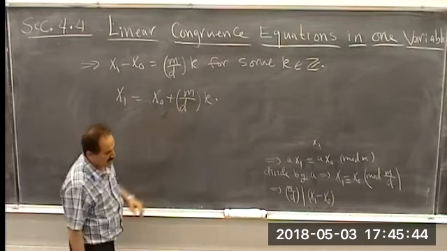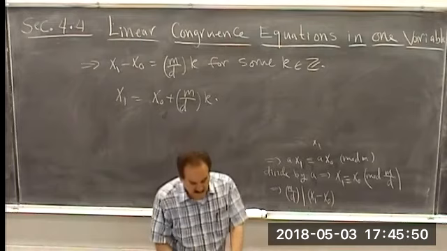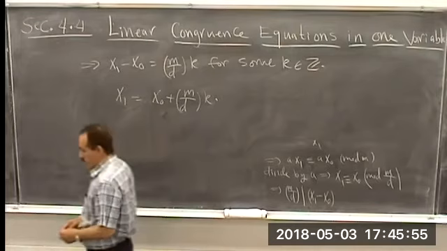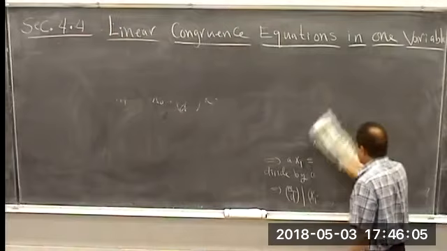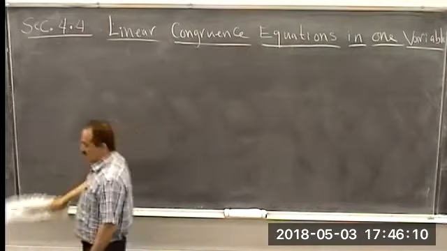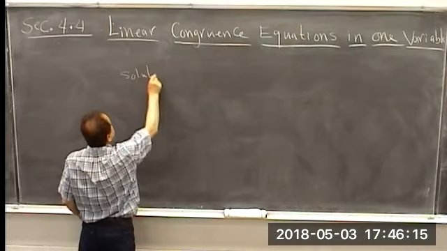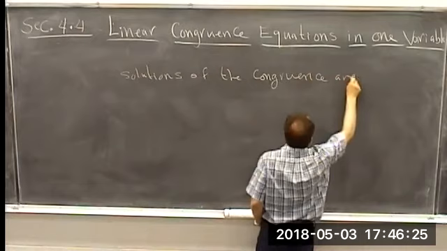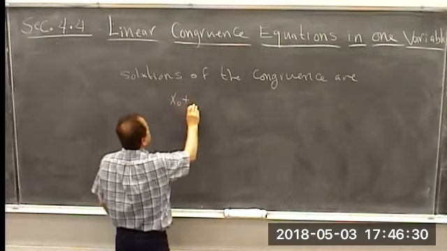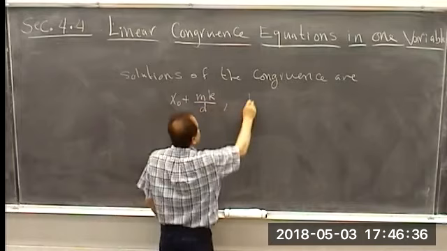All right, the next thing we want is, now we do have the solutions, and I just want to pick out the distinct ones, okay? So if I want to write the solutions of the congruence, they are x sub 0 plus m k over d, where k ranges over all integers.